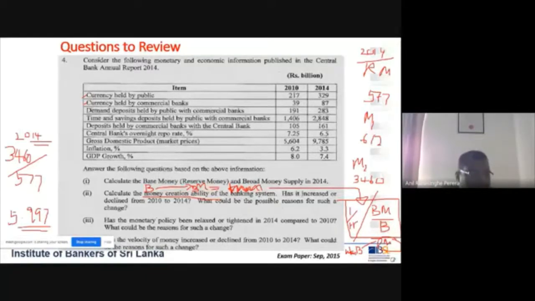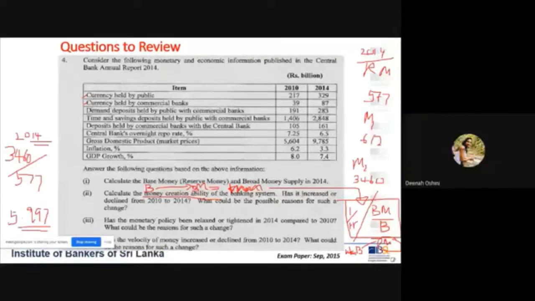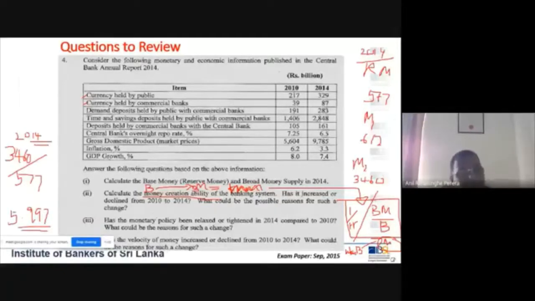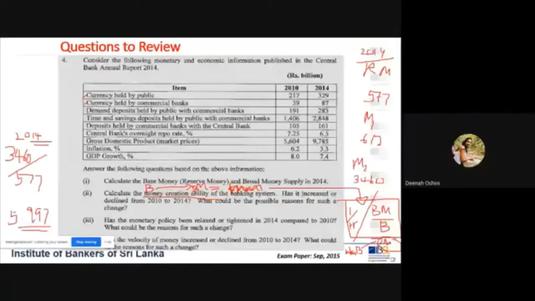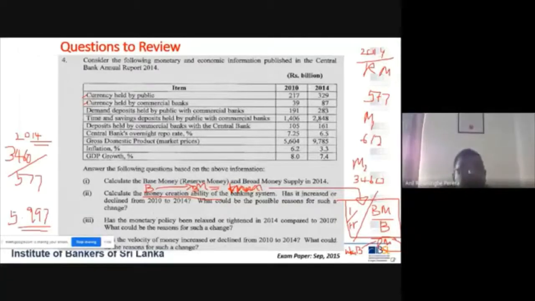Has it increased or decreased? Increased. How do you say? By calculating 2010 K. Yes, exactly. You have to calculate 2010 figures as well. So what are the figures for 2010? From your answer, what I understand, you have the numbers. So what is reserve money for 2010?